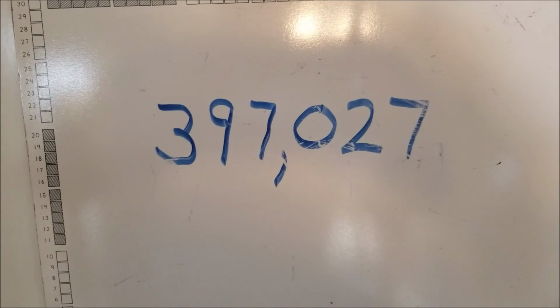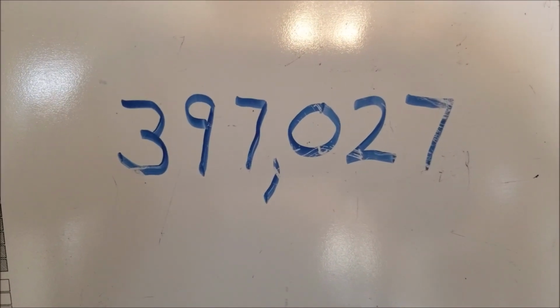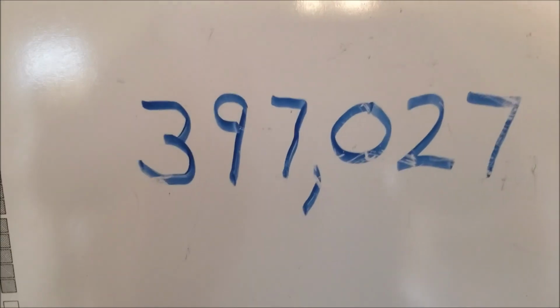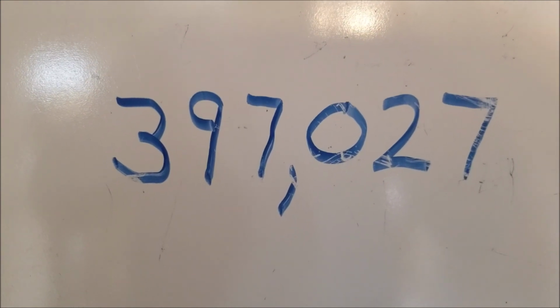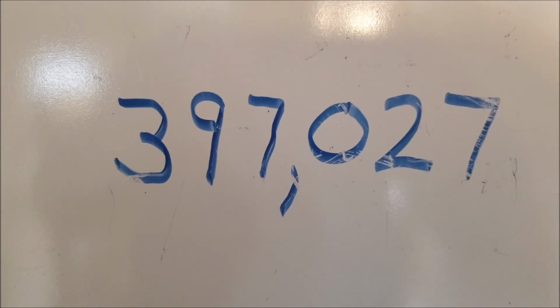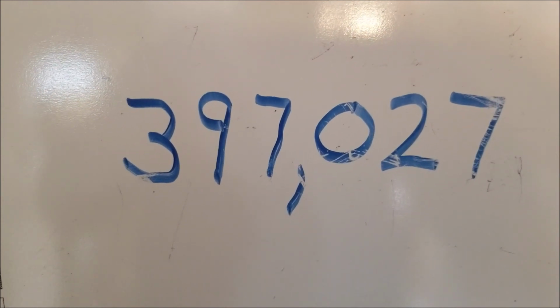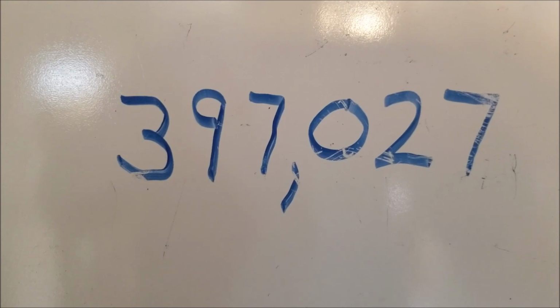Another important skill that we're going to need to review is our understanding of place value columns. Now, this is a big number that is probably beyond our third grade learning, but you have stepped up to the challenge. You know what this number is. This is 397,027.